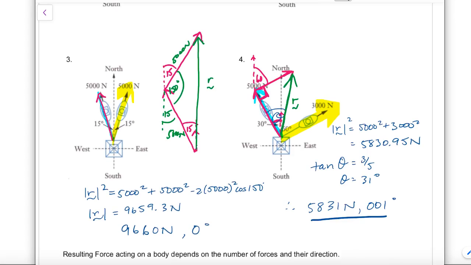So hopefully from your calculations, drawing those two vectors in, you'll notice as you place them nose to tail that the angle between them is actually 90 degrees, so we can use Pythagoras to find the resulting vector's magnitude, which is 5,831 newtons. And then using the tan ratio, we can find out that it's working on a bearing of 1 degree.